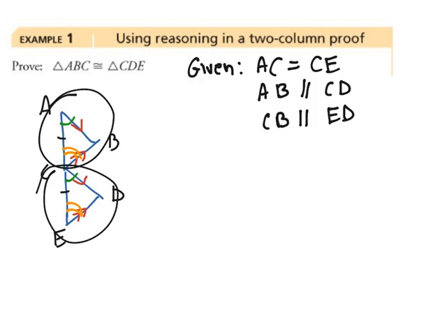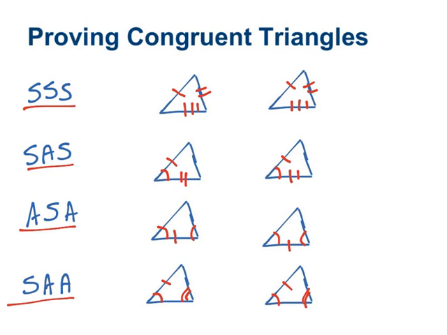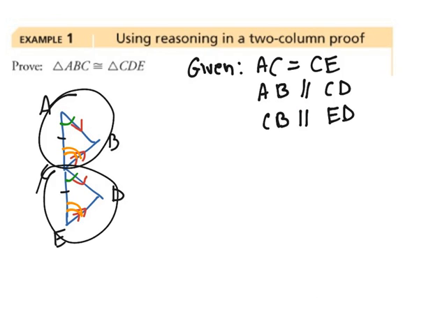What does it look like? So here are the laws. Which of these do we have? Do we have SSS? Do we have SAS? Do we have ASA? Or do we have SAA? And we have ASA. This is what we have. So what we're going to do is use ASA to find that these two triangles are congruent.